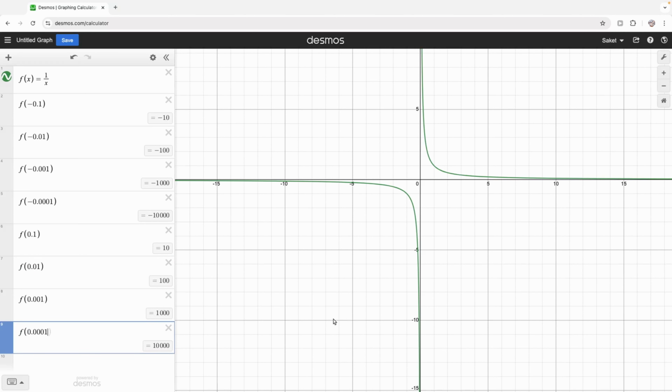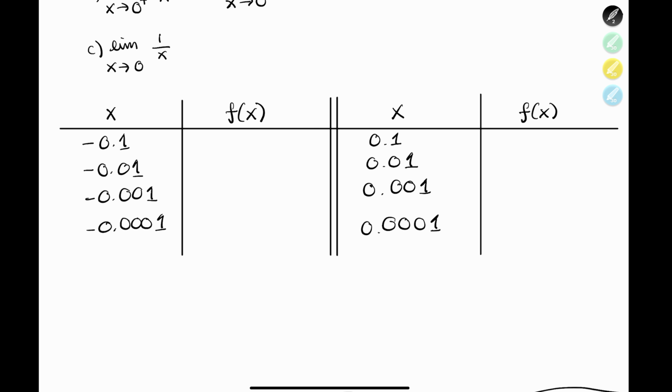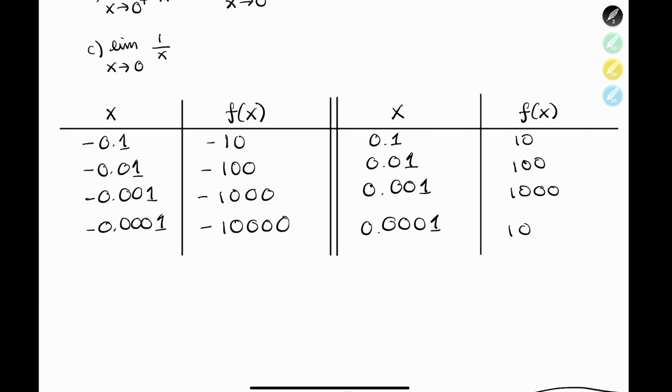So now let's plot all these values back onto our iPad. So going back, for the left-hand side, this is all negative, sorry. So negative 10, negative 100, negative 1,000, and negative 10,000. For our right-hand side, we have 10, 100, 1,000, and 10,000.